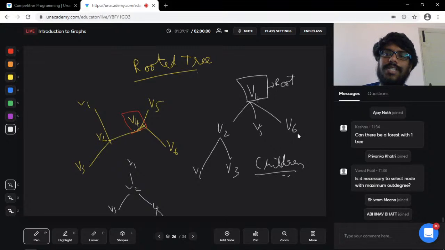v2, v5 and v6 are children of v4, v1 and v3 are children of v2, v5 doesn't have any children, v6 doesn't have any children. And the converse, we also have parent.